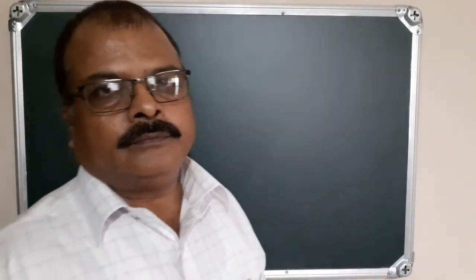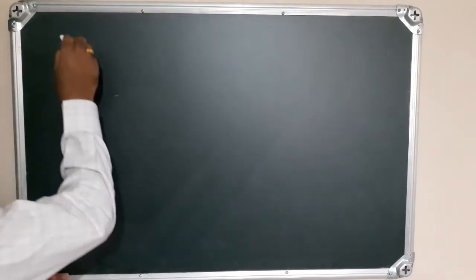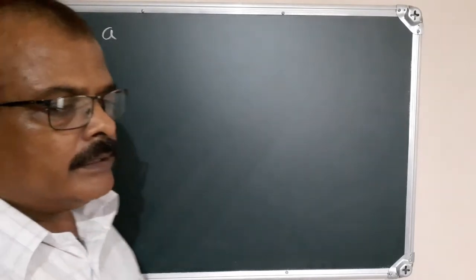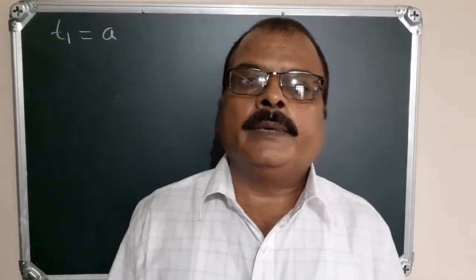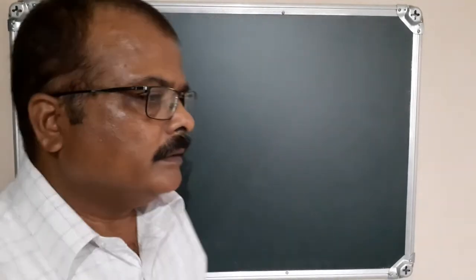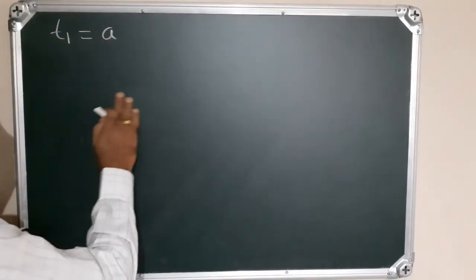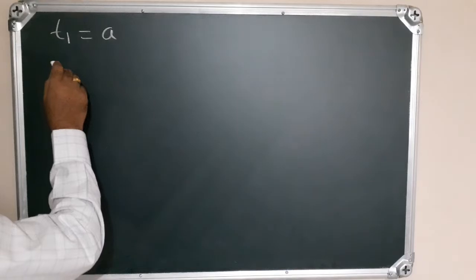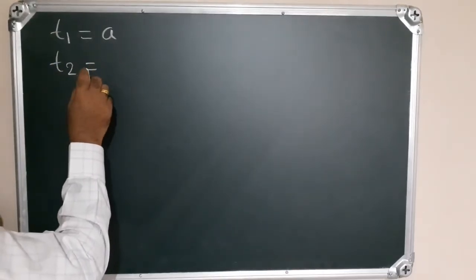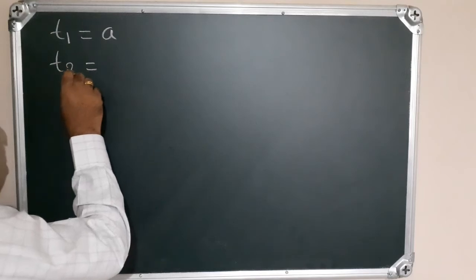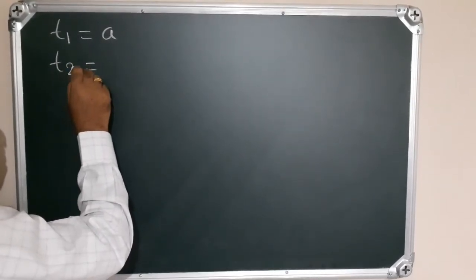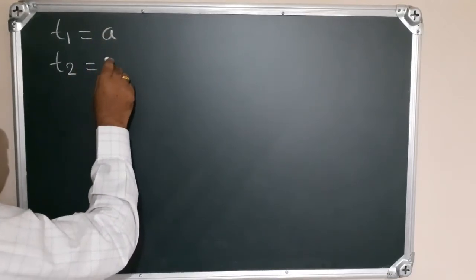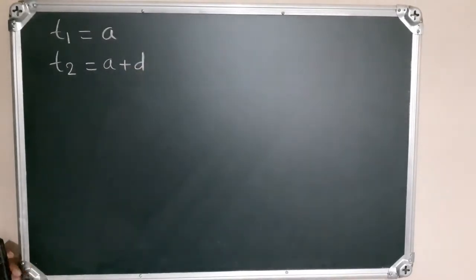So the first term is denoted by T1, and it is also denoted by a. The common difference is denoted by small d. If we add d to the first term, we get the second term. T2 means second term, so add d to the first term. So a plus d will be the second term.